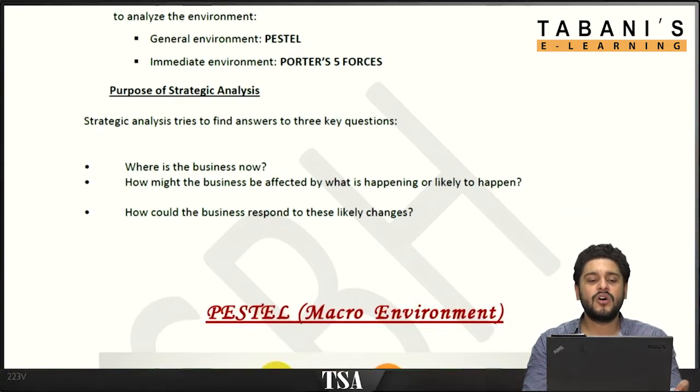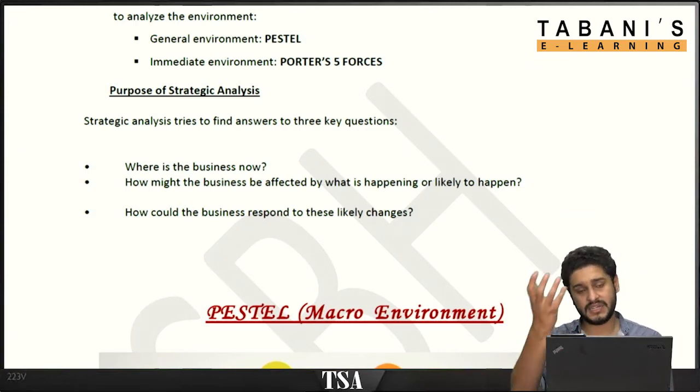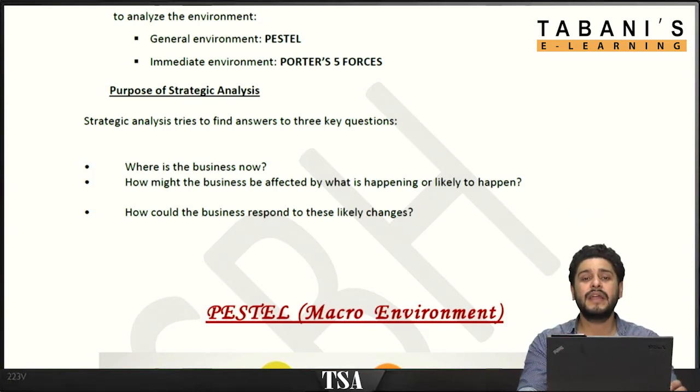Now, the purpose of strategic analysis. Strategic analysis tries to find out answers to three key questions. Number one is, where is the business now? Where am I operating in terms of business right now? What is the market share that I'm getting right now? Am I getting the maximum possible market share in the current economic environment?